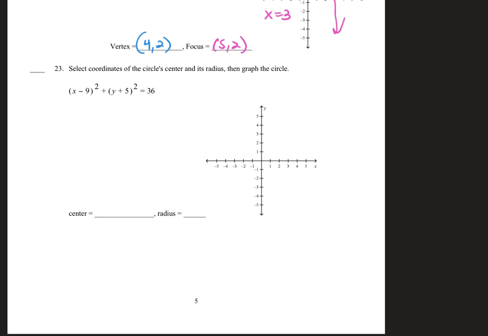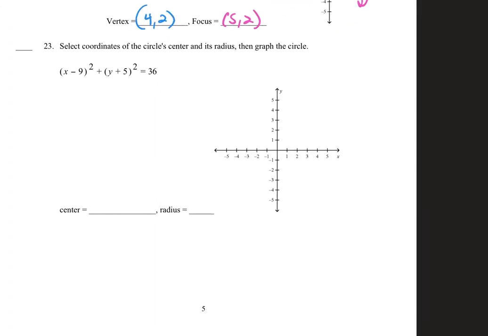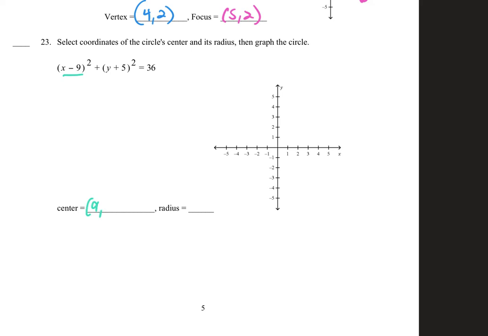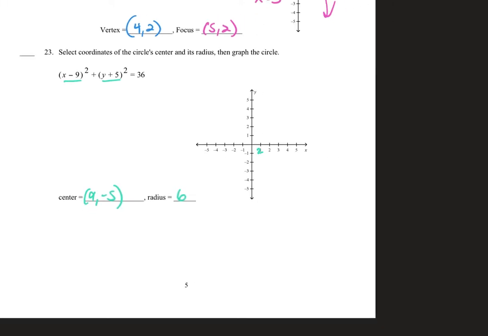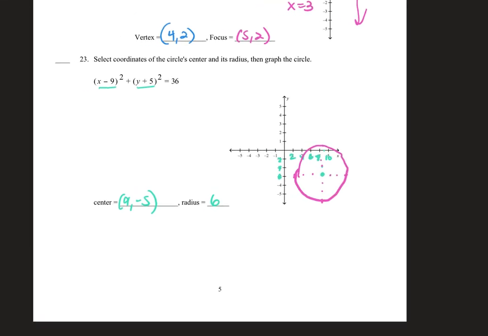23 says select the coordinates of the circle center and its radius and then graph the circle. What follows x is 9, the opposite is -9, and what follows y is 5, the opposite is -5. That's your center, and then the radius would be 6. So it's off my graph, but let's say I went up 6, down 6, right 6, left 6. Not a very good circle, but you get the point. It would look something like that.